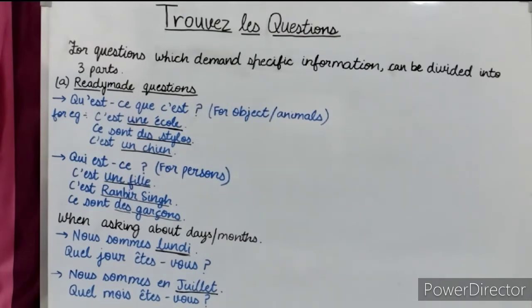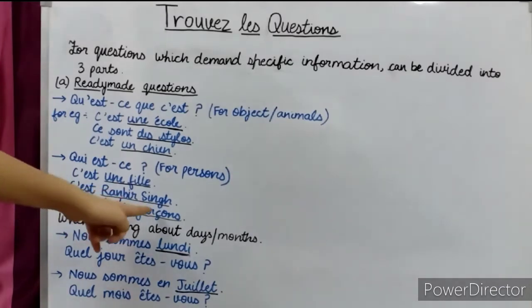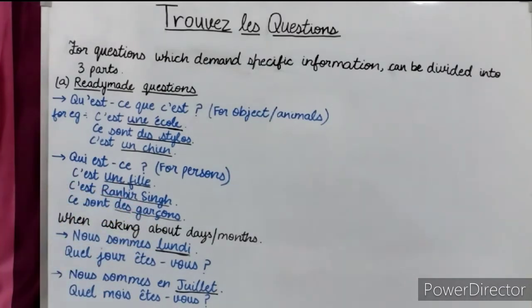Then comes the second question, which is qui est? It is used for persons. Qui est? Who is this? C'est une fille, this is a girl. C'est Ranbir Singh, this is Ranbir Singh. Ce sont des garçons, these are some boys. So we use the question qui est to answer all of these.